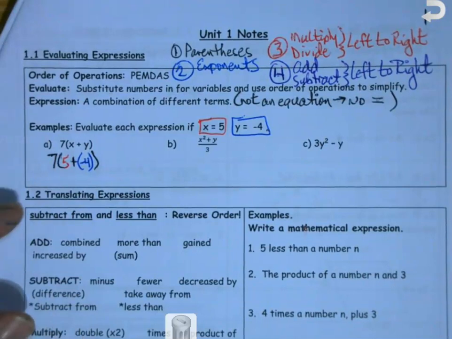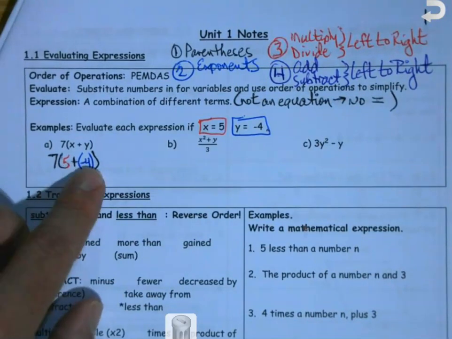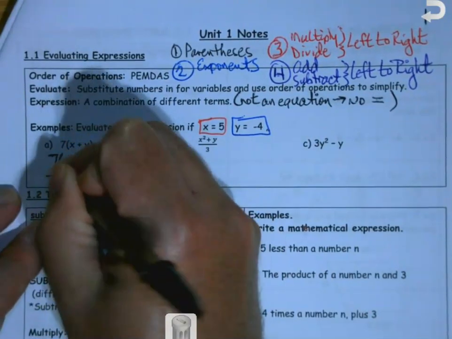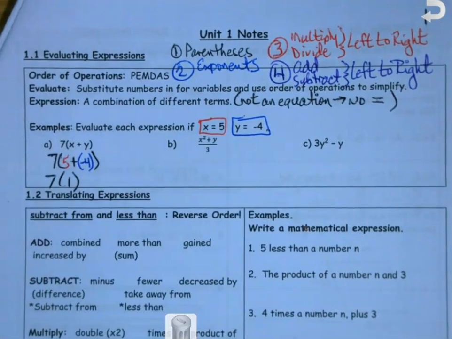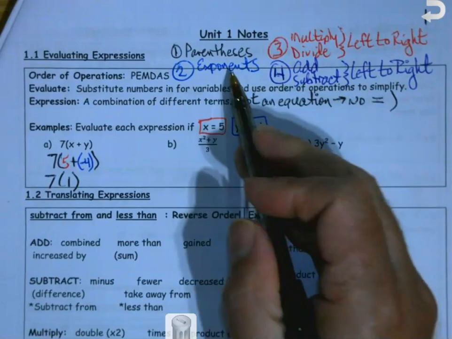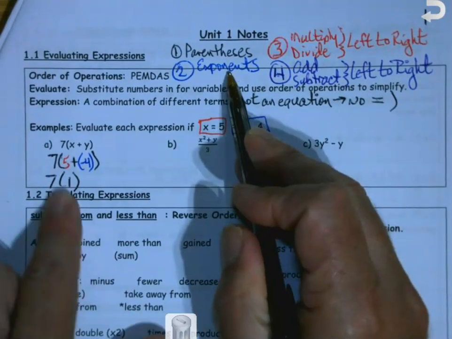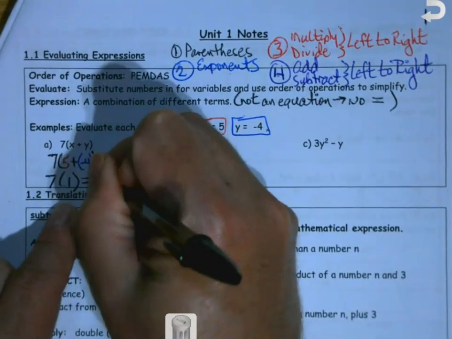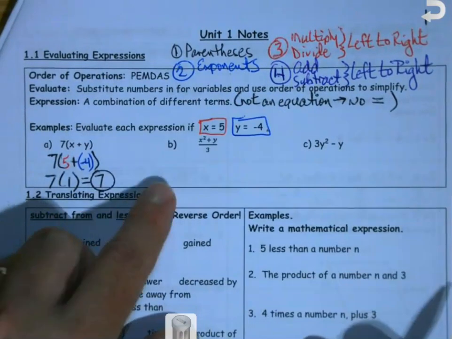So 5 plus -4 is like saying I got $5 and somebody took 4 away, which means I'm only going to have 1 left. Okay, so we do that first. There are no exponents this time. Okay, my next thing would be to do the multiplying. So 7 times 1 is 7, and I'm done.